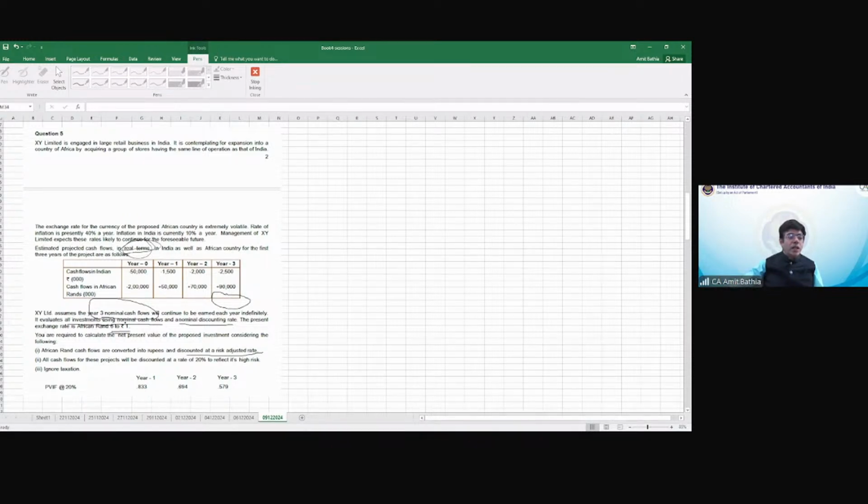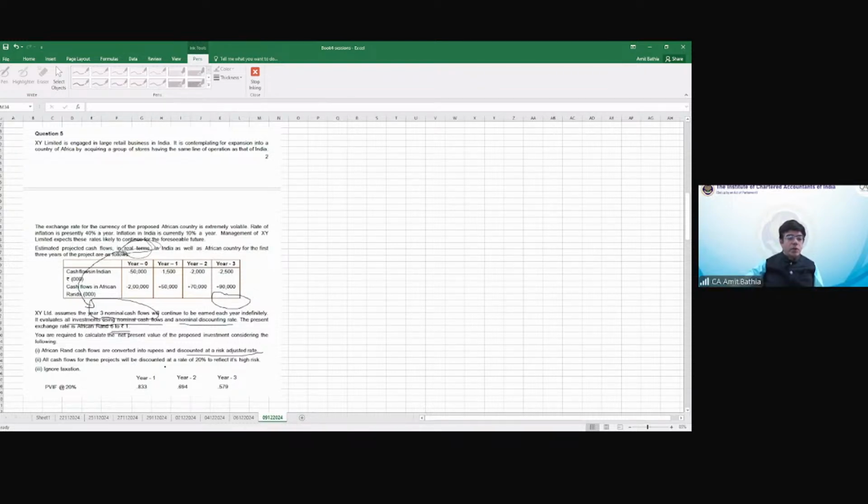All the numbers over here are given to you as nominal cash flows at a nominal discount rate, but the original numbers are given to you in real terms. So first of all, you will have to convert your real term values into nominal cash flows, and then from nominal cash flows of African rand, we will convert that into INR, and then the same process as we had done in the previous question. So these are the two words which have essentially changed the entire concept over here, how you need to go about solving this particular question.